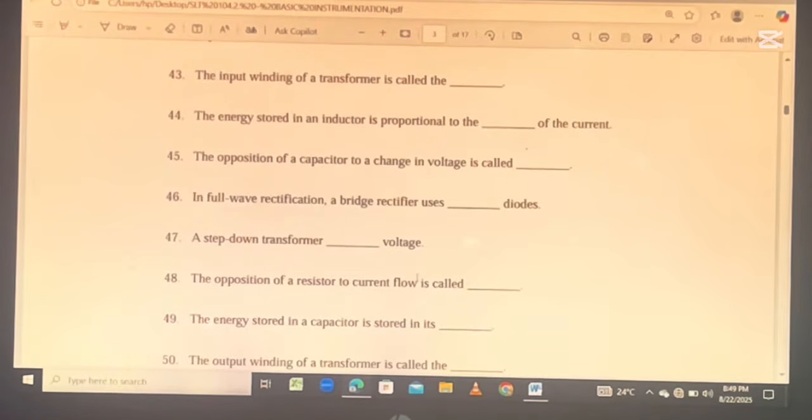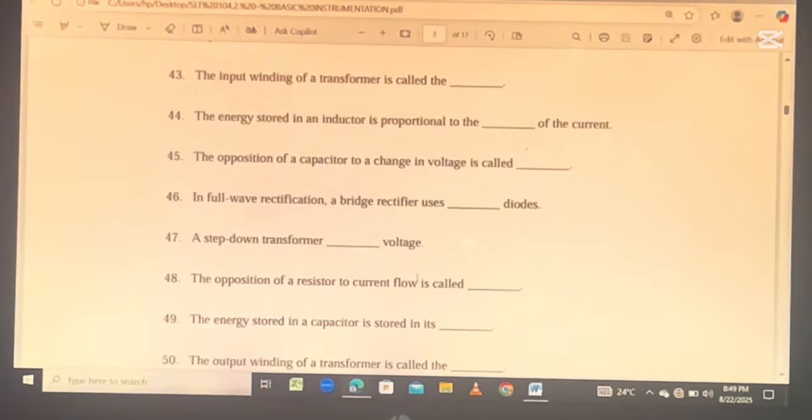Alright, the next one, in full bridge rectification, a bridge rectifier uses dash diodes. So a bridge rectifier uses four diodes. A step down transformer dash voltage. A step down transformer decreases voltage. The opposition of a resistor to current flow is called resistance. So the opposition is called resistance.